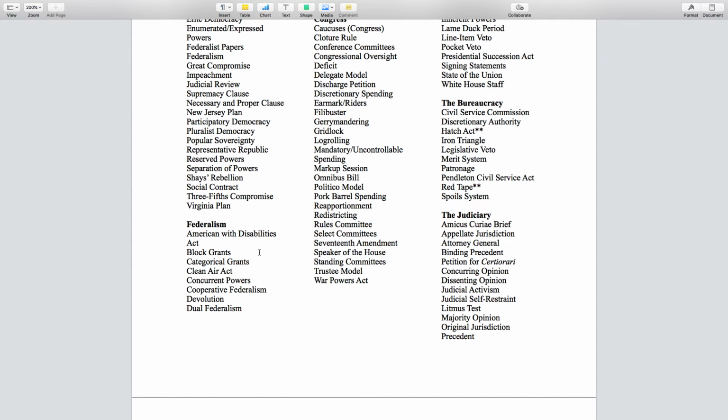One of the big concepts in AP government is the relationship between the federal government and the states. In this instance with Americans with Disabilities Act, you're seeing the federal government has that power.